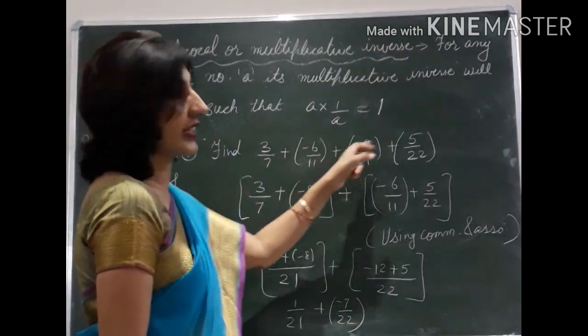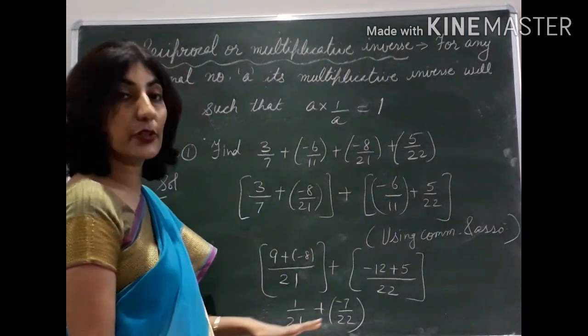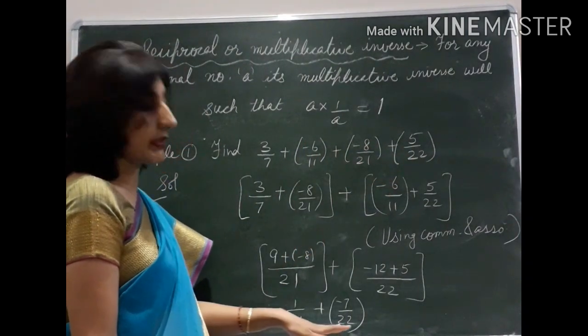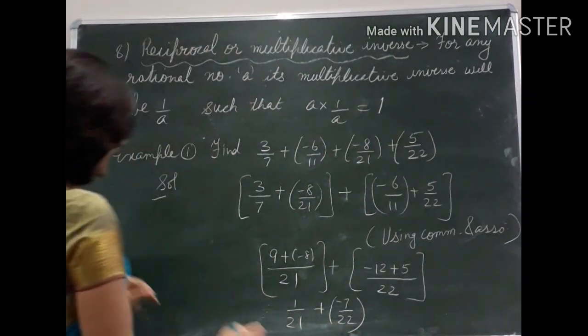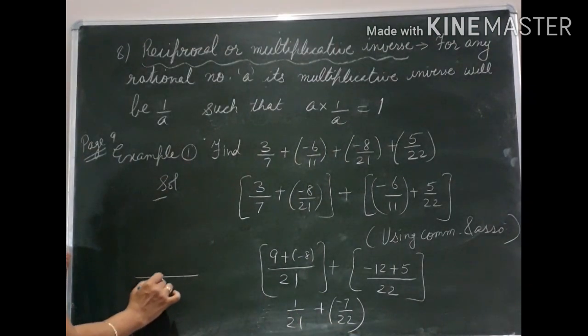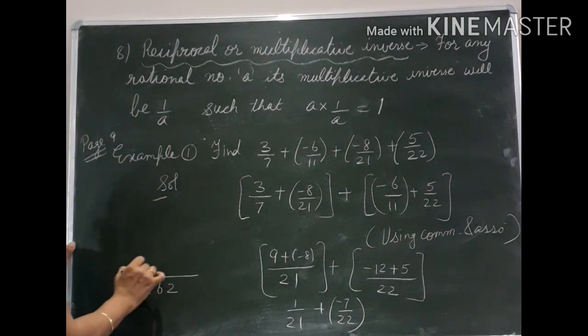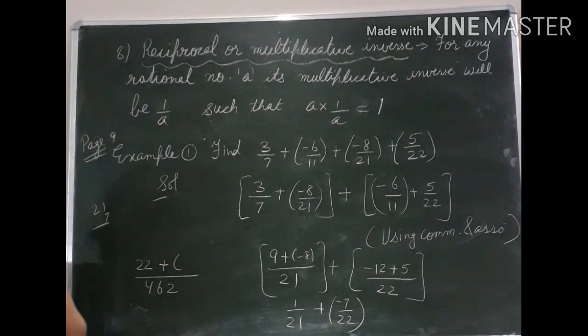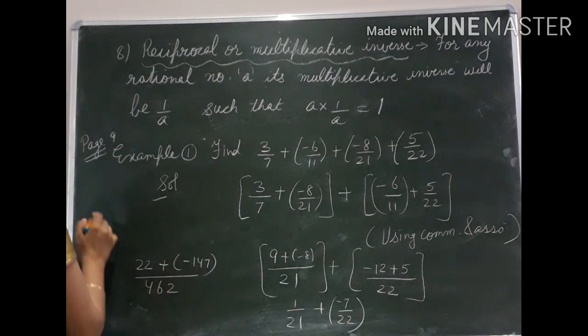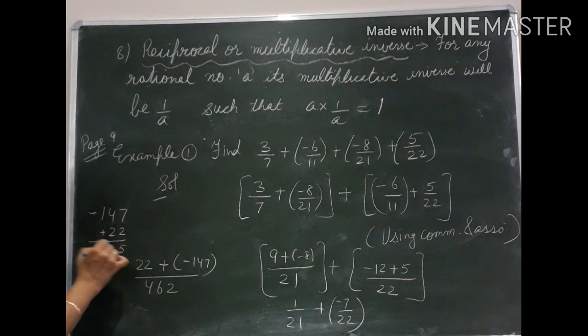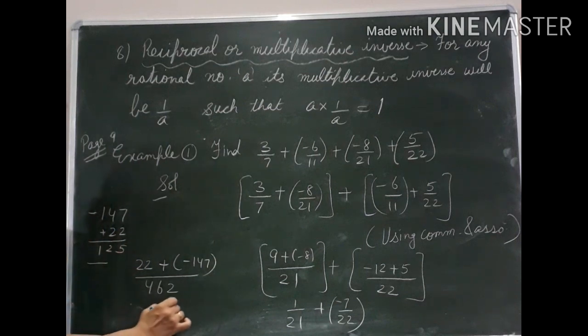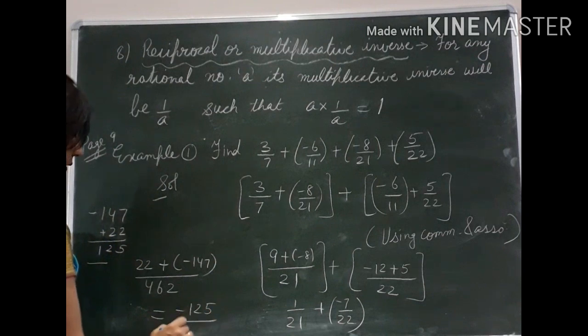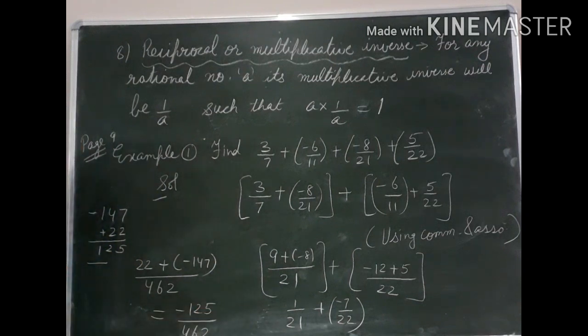Earlier I was having 4 rational numbers. I solved, now I got only 2 rational numbers with denominators 21 and 22. Now I take the LCM of 21 and 22. It will come 462. Here 22 will come, plus minus 7 into 21, you can do and see, it will come minus 147. Now minus 147 plus 22. What will come? Minus 125. So minus 125 upon 462.